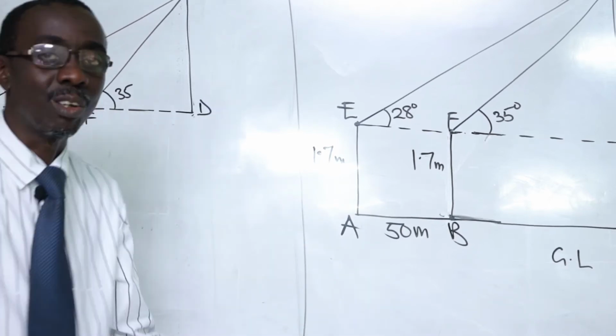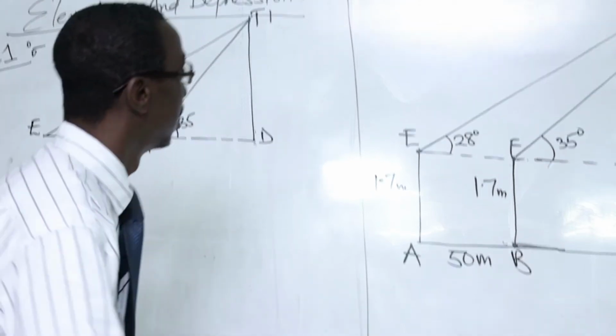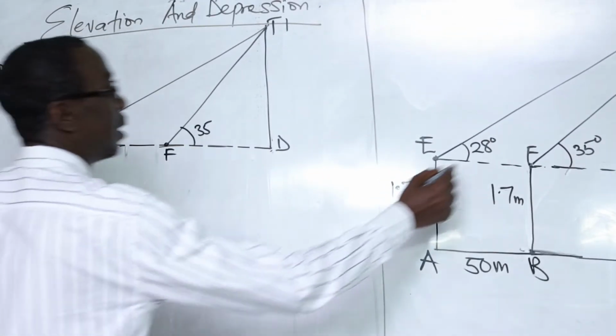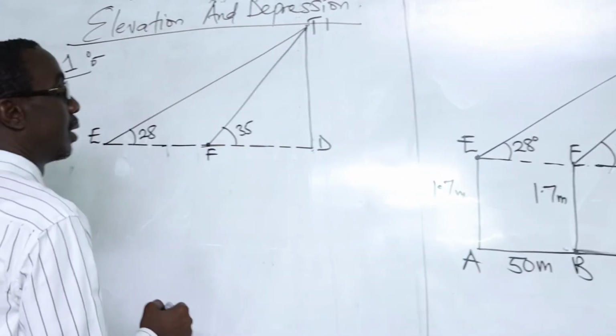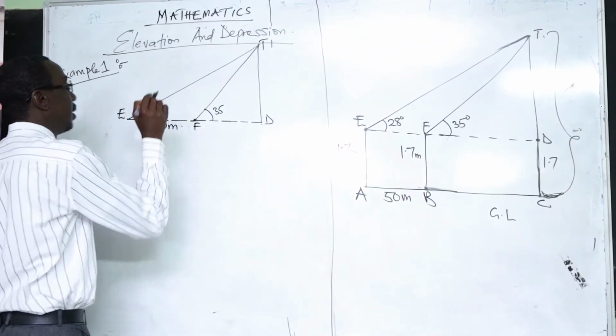Why? Opposite sides of a rectangle, they are always what? Equal. So, this place should be what? 50, which is our EF also.